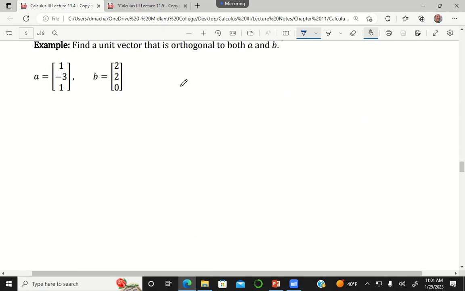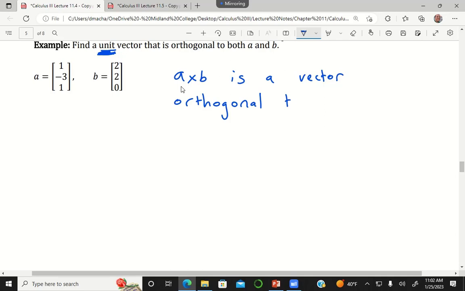So let's just work this example. It says, find a unit vector that is orthogonal to both a and b. So I know that a cross b is a vector orthogonal to both a and b. And so that would be a good place to start.